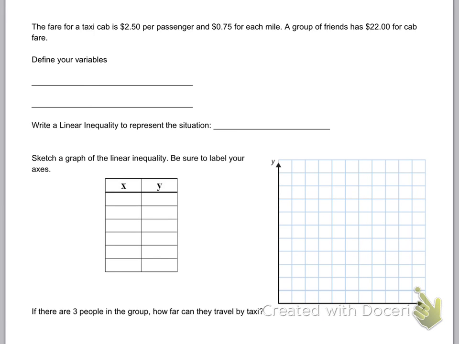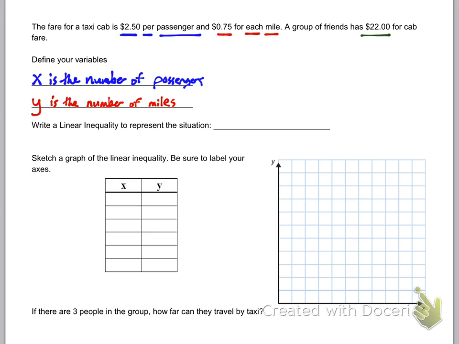Last problem here. This is a word inequality problem. The fare for a taxi cab is $2.50 per passenger. I'm going to underline that, per, see the word per, and 75 cents for each mile, see the word each. So that gives me both of the variables. A group of friends has $22 for a cab. Now, because we're doing passengers and miles, and both of those can change, I'm going to make x the number of passengers, and y is going to be the number of miles. Also, this is going to be a good inequality to write down in standard form, Ax + By = C. Well, not equals because it's an inequality, but we'll talk about that in just a moment.